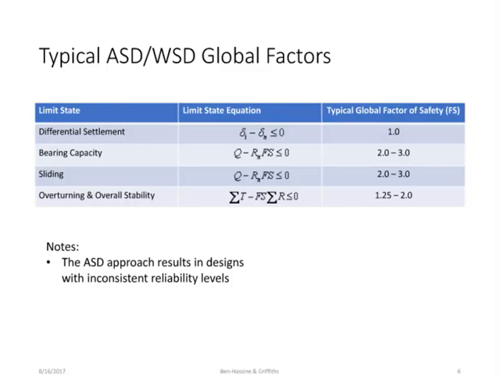Just for reference, these are typical factors of safety for allowable stress design. For example, you can see that for serviceability limit states, usually the factor is 1. It's comparing what is tolerable to what you calculate, for settlement for example. If that comparison agrees, then it's fine. There's essentially no factor of safety there. For bearing capacity and ultimate limit states, there is a global factor of safety, like 1.25 to 2 for overall stability.